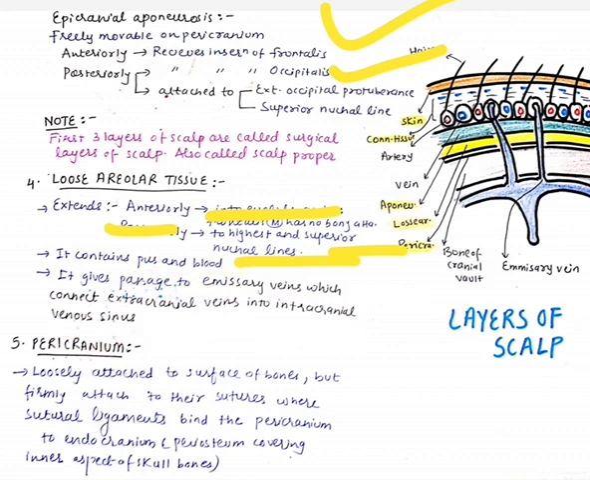So this is for you to remember. There is no particular explanation, but here you can see the emissary vein. Now the emissary vein connects the extracranial second layer, that is the connective tissue layer, to the intracranial venous sinus, right? I hope you're getting it. The intracranial venous sinus is present in the loose areolar tissue layer, that is the fourth layer. It is also known as the dangerous area of the scalp.